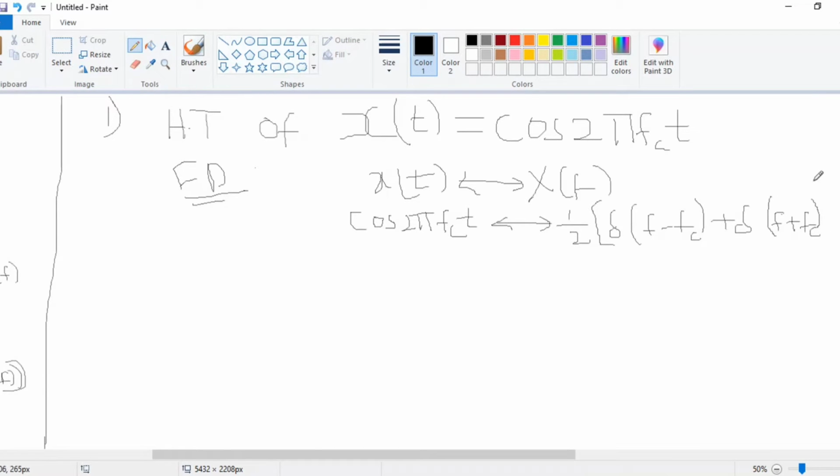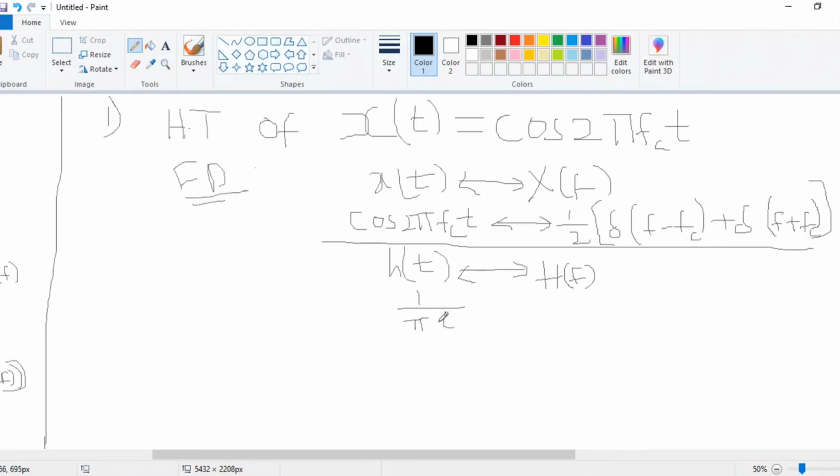Okay, so this is the Fourier transform of cos 2πfct, and this signal should get multiplied with H(f). What is your H(f)? It is fixed, right? The Fourier transform of 1/(πt): h(t) is nothing but 1/(πt). See, these two are relevant and these two are relevant.